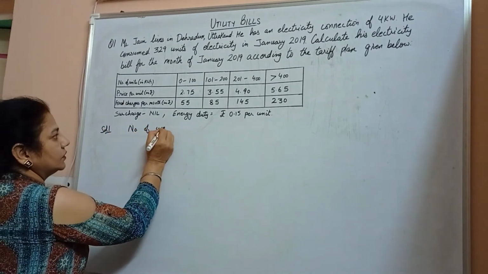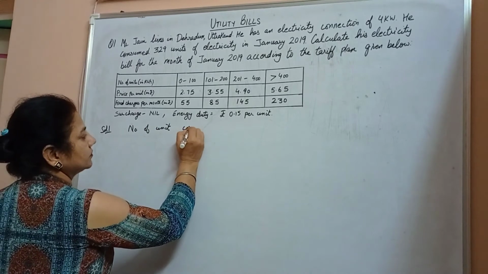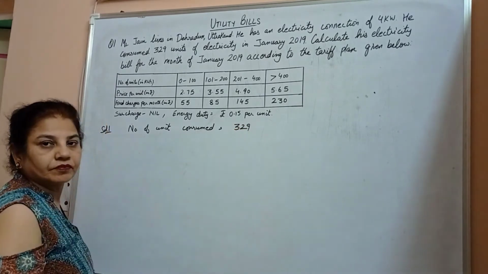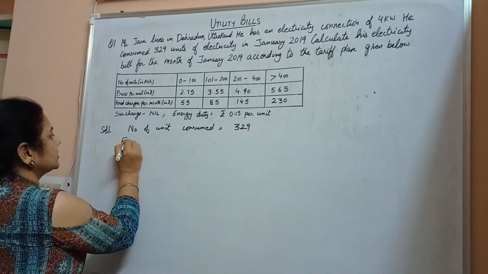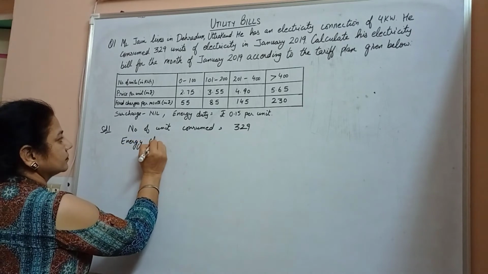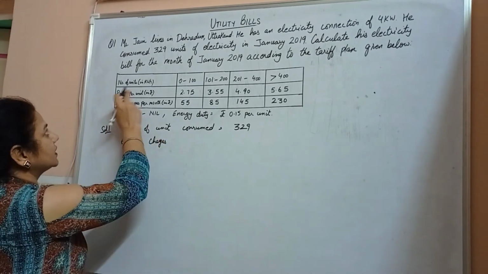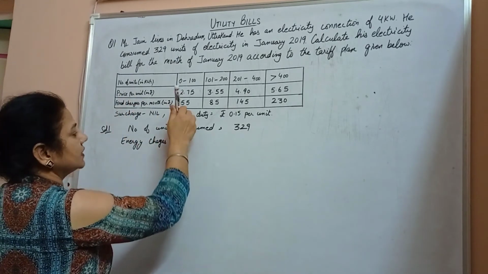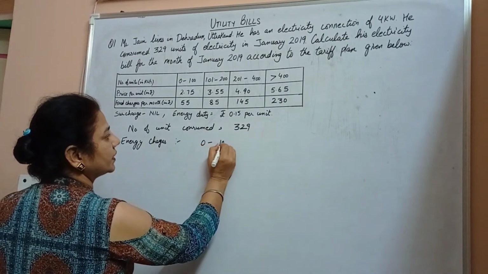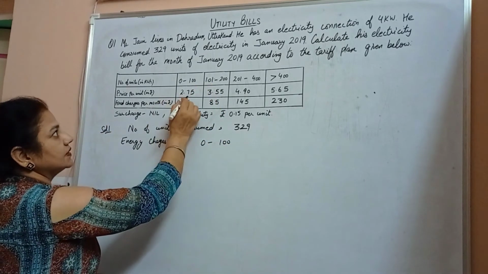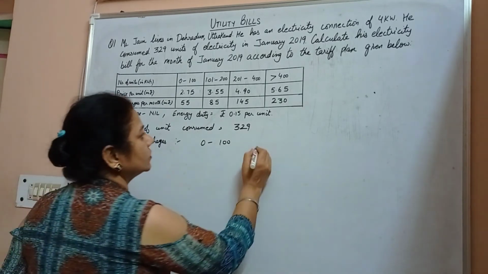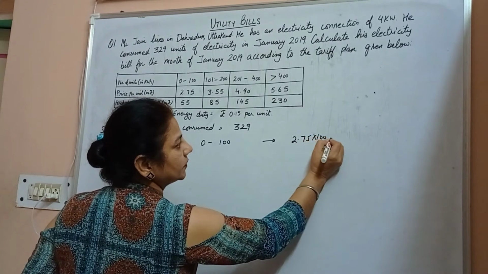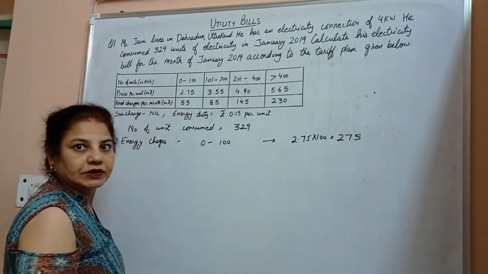Number of units consumed is 329. Then energy charges. According to this tariff data given to us, for 0 to 100 units the price is 2.75, that is 2 rupees 75 paisa into 100 units, which is equal to 275 rupees.